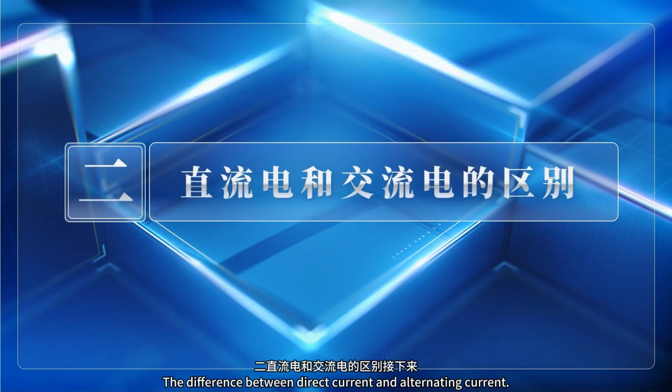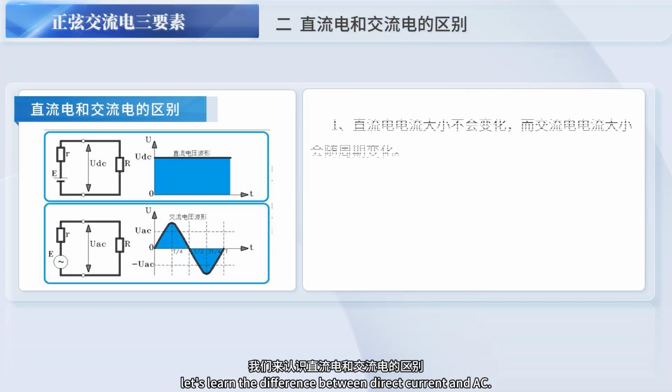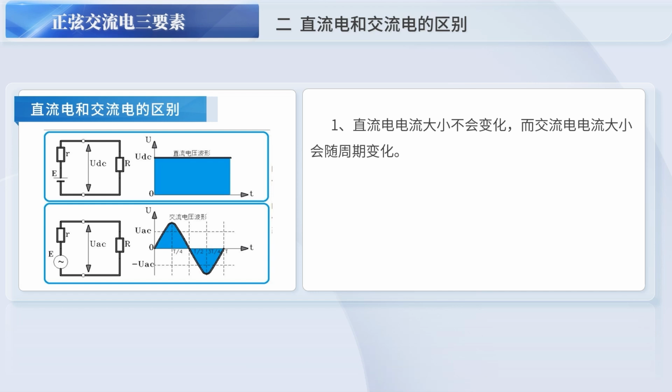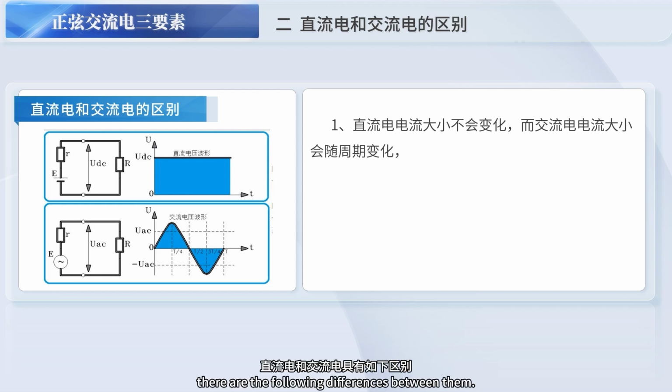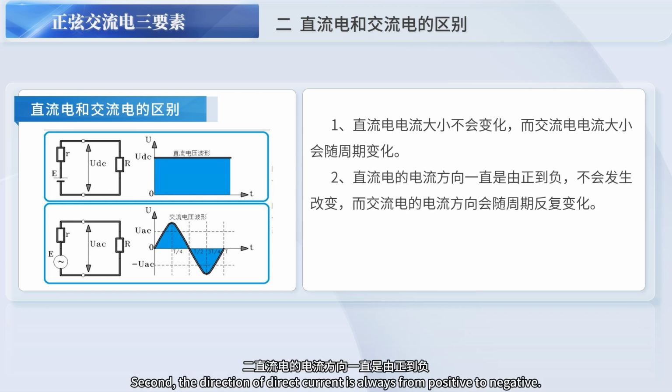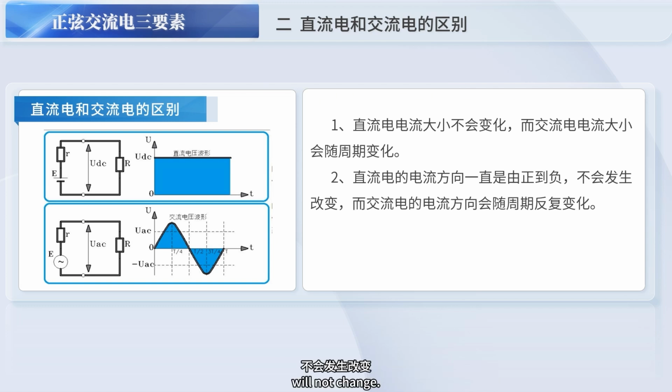The difference between direct current and alternating current. Returning to the previous picture, we can know that there are the following differences between them. First, the magnitude of direct current will not change, while the magnitude of AC changes with the cycle. Second, the direction of direct current is always from positive to negative and will not change, while the direction of AC current will change repeatedly with the cycle.